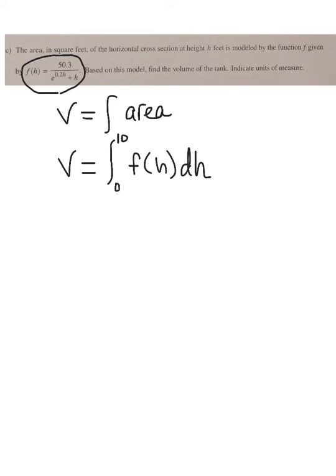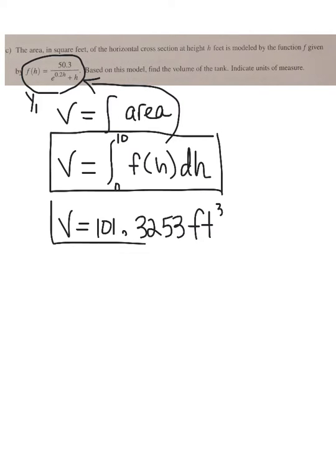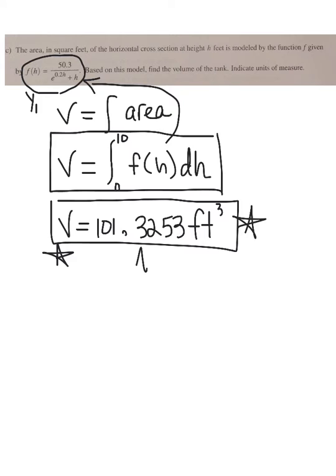So then all you have to do is just put this right here in your calculator. And again, just remember, that's your f of h. So I would put your f of h in your y1, and then do math 9, plug everything in, and see what you get. All right, you should end up with 101.3253, and that will be feet cubed because it's volume. Don't forget, you always want your units of measure. So there's our final answer right there, okay?